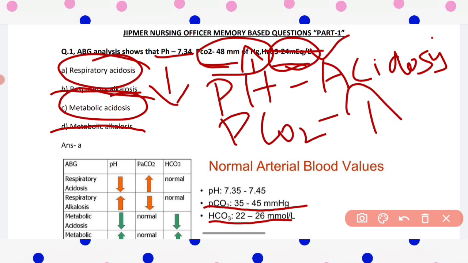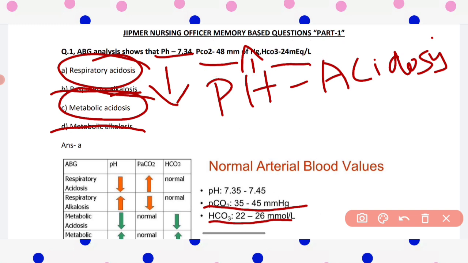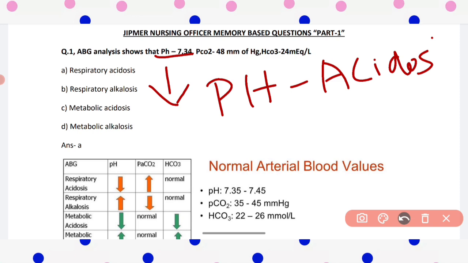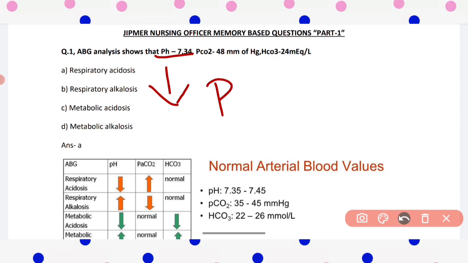So pH is acidic, that is pH is decreased, partial pressure of carbon dioxide is increased and bicarb is normal. In this condition it is called as what? Respiratory acidosis. Fine guys, that's why we selected option A. Respiratory acidosis is the right answer. Let's move on to the next one.